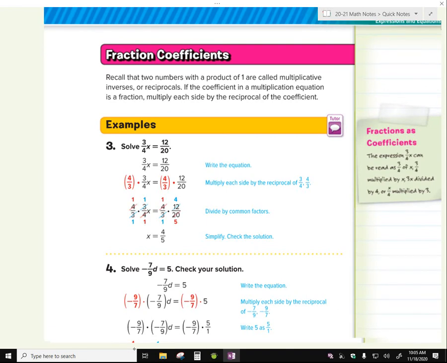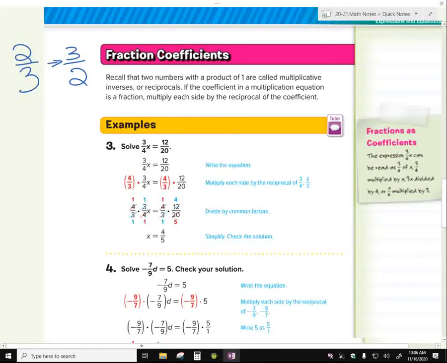Recall that two numbers with the product of 1 are called the multiplicative inverses, or reciprocals. I'm going to be using that vocab word as well, reciprocal. So the reciprocal of 2/3 is 3/2. Okay? That's a reciprocal. All you do is you flip the numerator and denominator. So you're just flipping the fraction. Any questions on what the reciprocal is? It's just flipping the fraction.